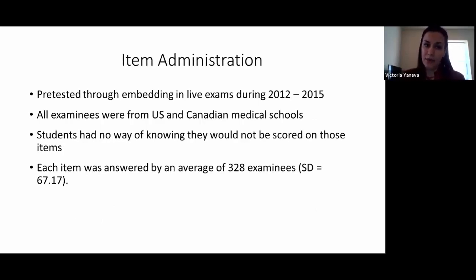All items in our sample were pre-tested through being embedded in live exams during 2012-2015. The respondents were all examinees from US and Canadian medical schools, and they had no way of knowing that they wouldn't be scored on these items. And each item was answered by an average of 328 examinees. It's important to know that the people who take this test take it in order to obtain a license to practice medicine in the United States. So they're all very highly motivated to pass the test, and they prepare for this for a very, very long period of time, and they take it very seriously.